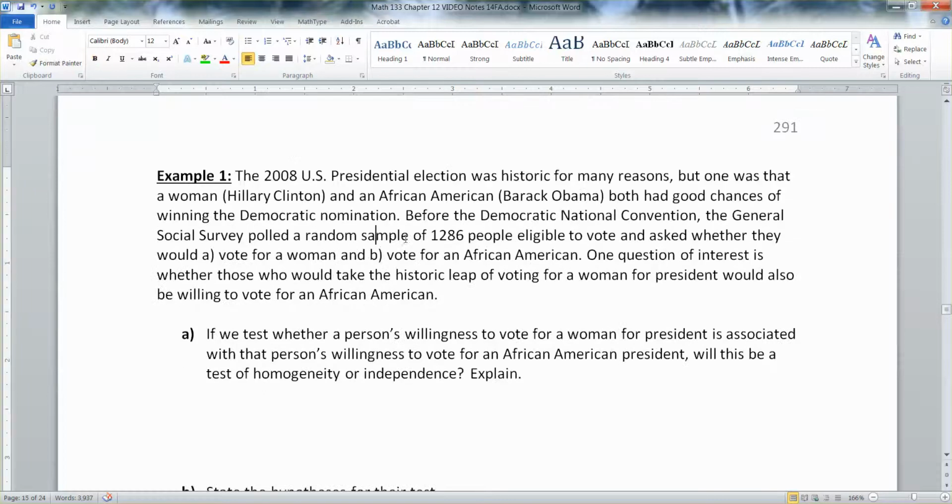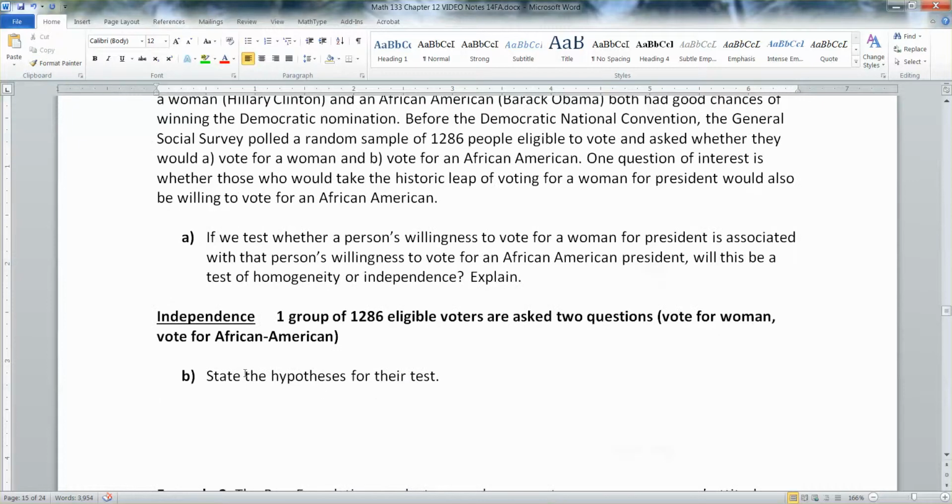We have one group of 1,286 people, and they're asking them if they're willing to vote for A, a woman, and B, an African American. So that means it's one group asked two questions. That is a test for independence. All right, so now let's write our hypotheses. Sorry, I forgot to say this: it's one group of 1,286 eligible voters asked two questions. That is a test of independence.